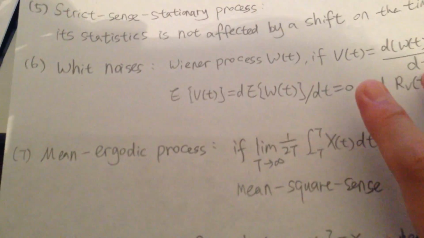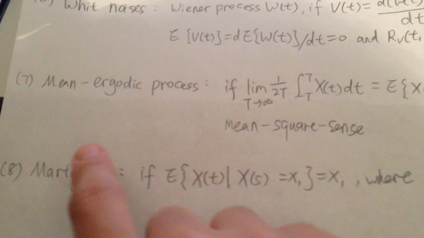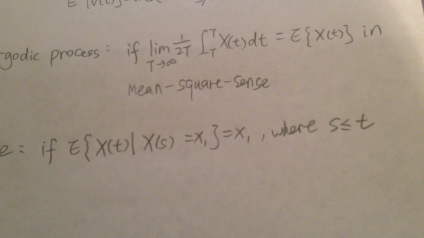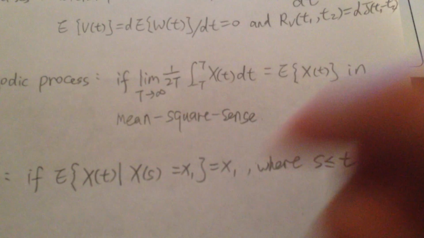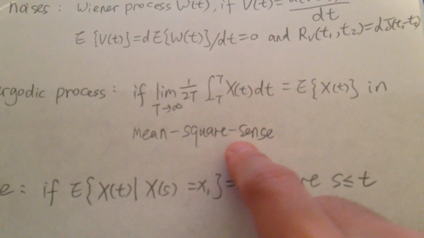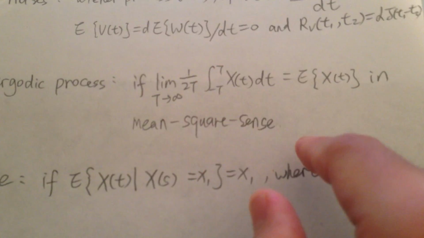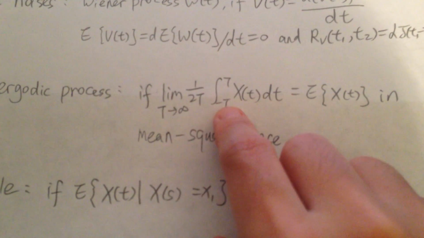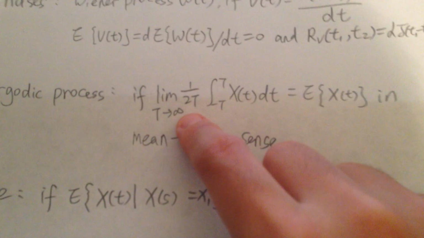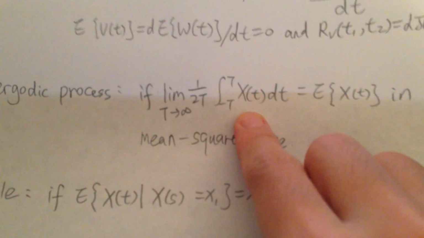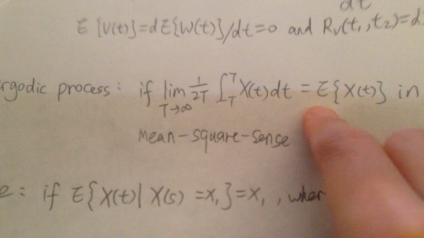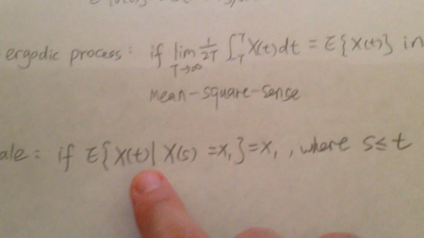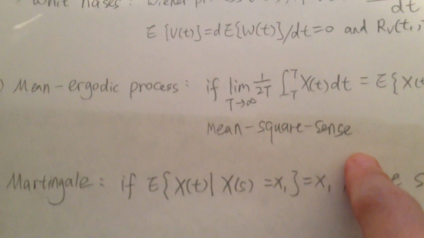Now let's look at the seventh process, the mean ergodic process. We say a stochastic process x(t) is a mean ergodic process if it meets this condition: the limit as T approaches infinity of 1 over 2T times the integral from minus T to T of x(t) dt equals the expectation of x(t) in the mean square sense. Then this process is a mean ergodic process.